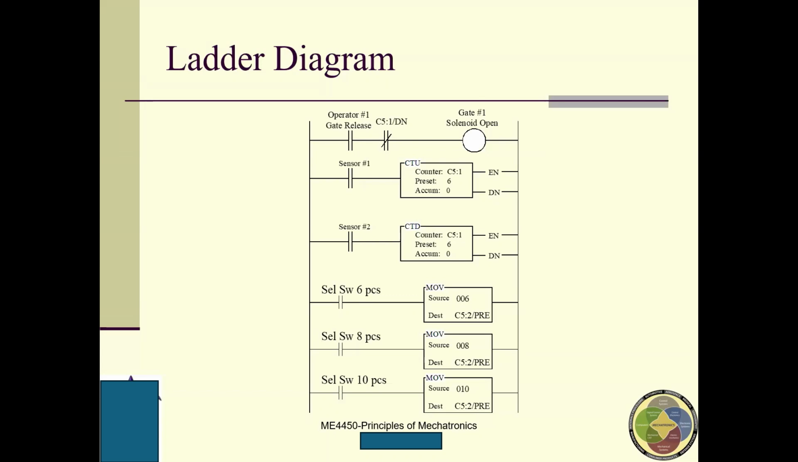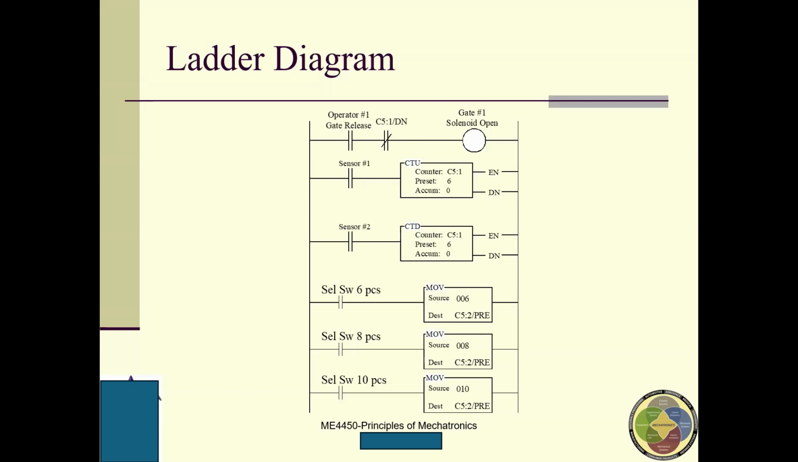Okay? Because we are using the same counter. These two done bits, they are the same. So this is a counter up and counter down. Then this is the following.